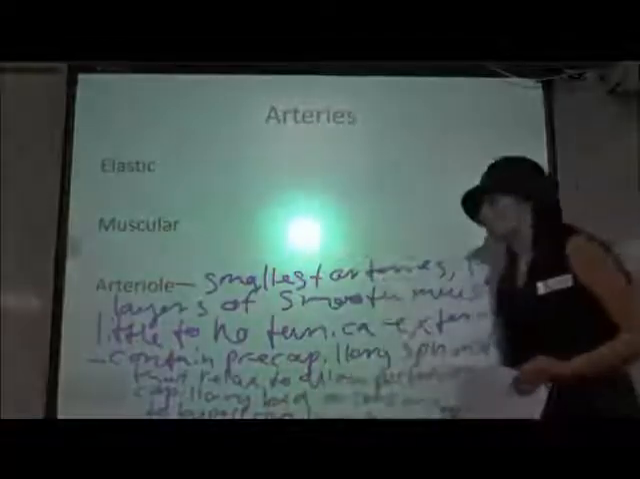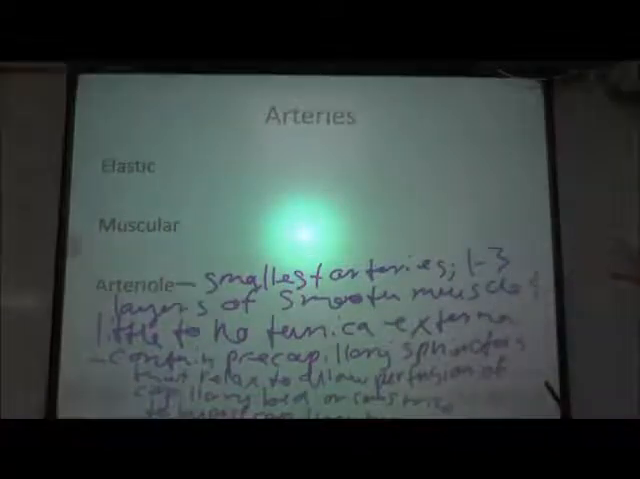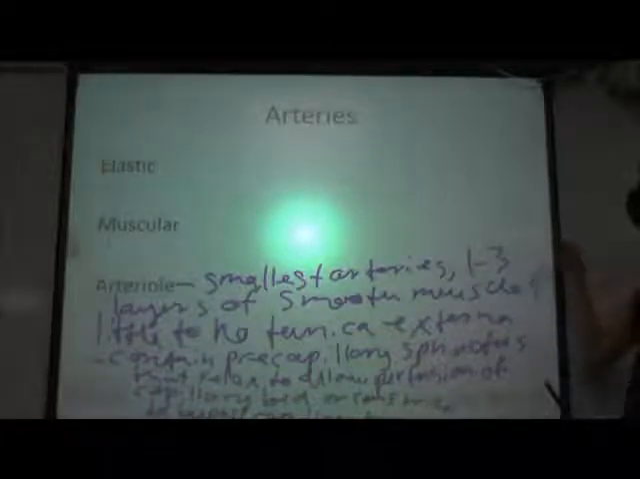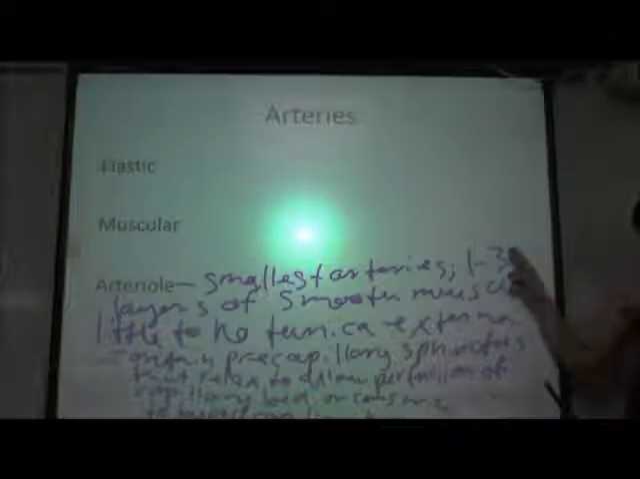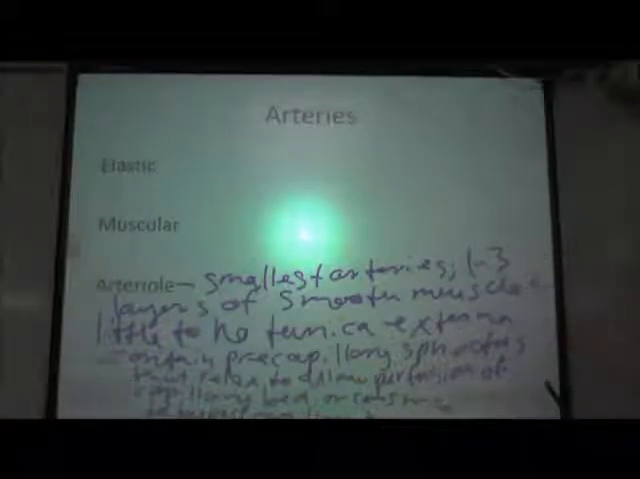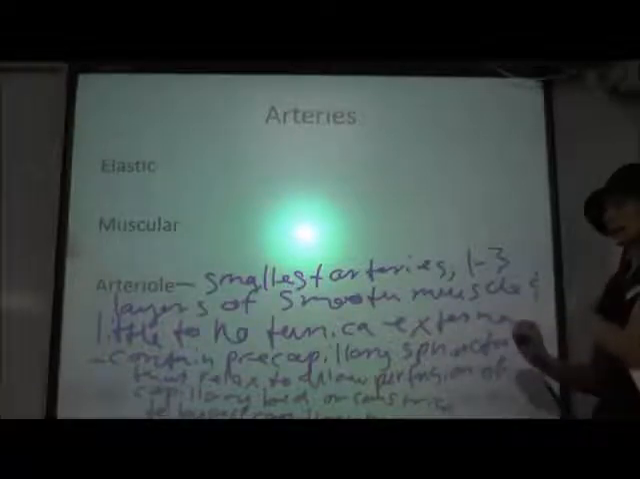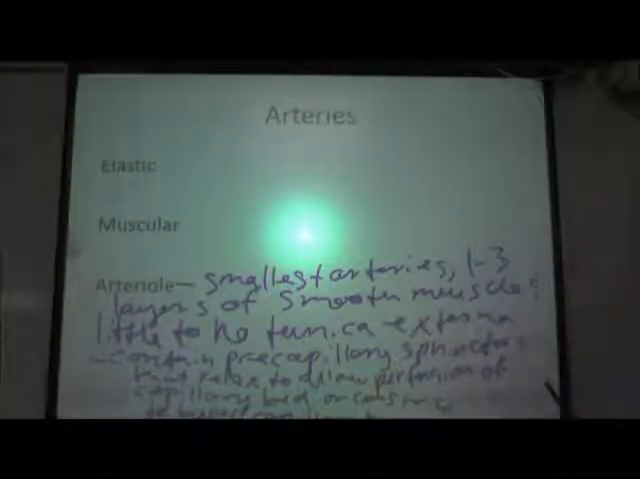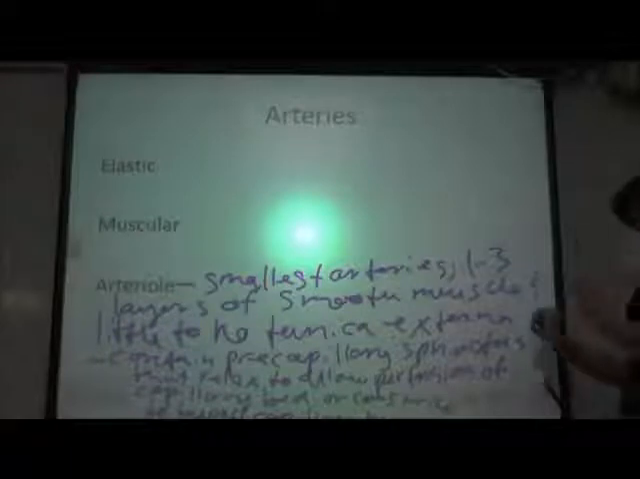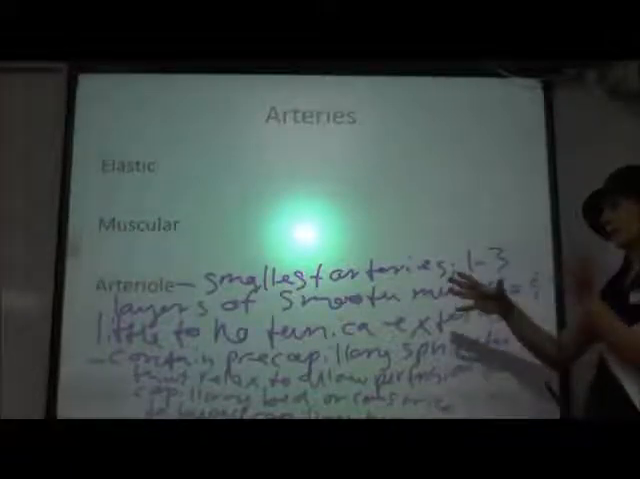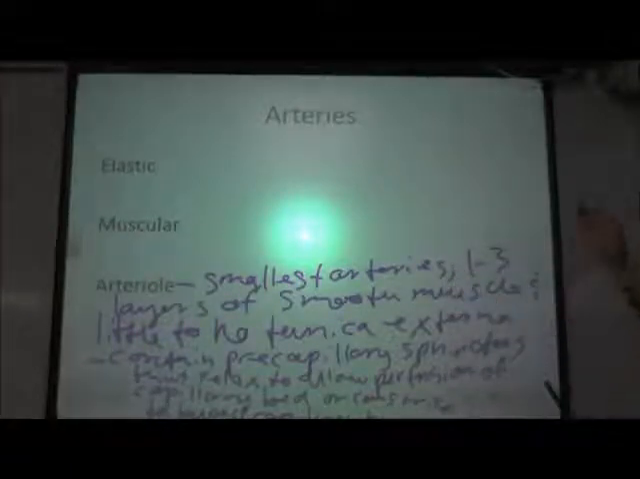So arterioles are the smallest of our arteries. They contain 1 to 3 layers of smooth muscle. The bigger arterioles have 3 layers. As you get smaller and smaller and are approaching a capillary bed, you'll get down to 1 layer. They have very little tunica externa. And then they contain these things, the precapillary sphincters. You should remember sphincters are orbicularis muscles that are going to relax to allow perfusion of blood to the capillary bed, or they constrict to prevent flow and you just bypass that capillary bed.